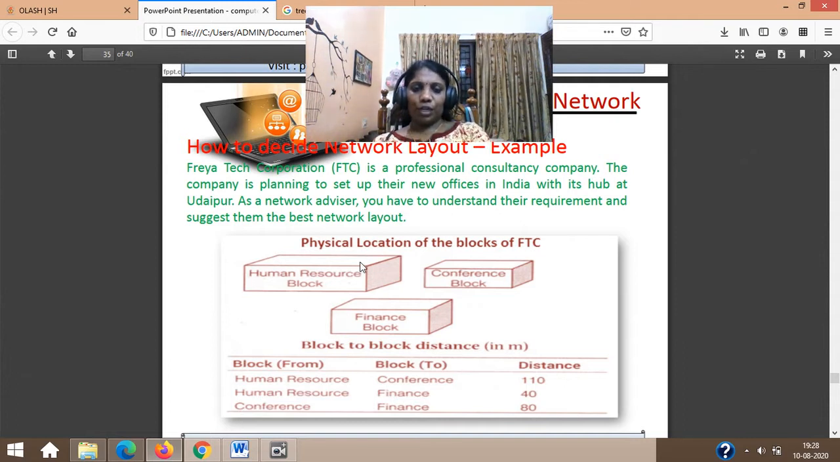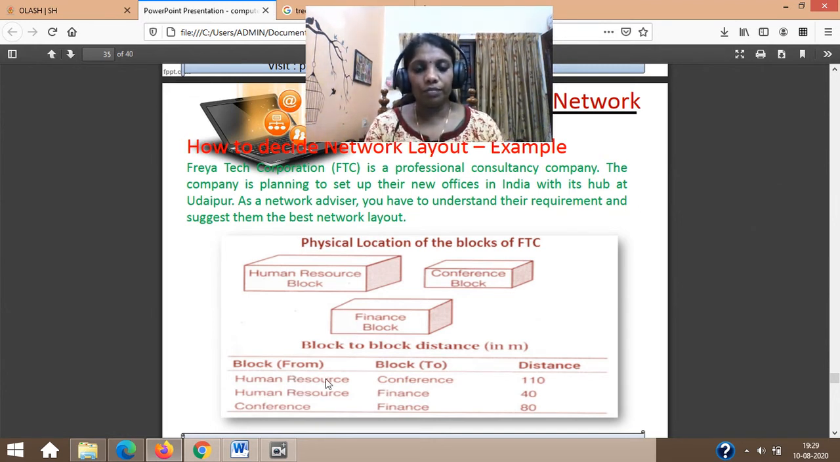So the physical location of the blocks of this particular company. Human resources block, HR block, one building. Conference block, another building. Finance block, another building. This is a sample example of your question paper model. Okay, how to choose the network layout. And then they will definitely give this one.